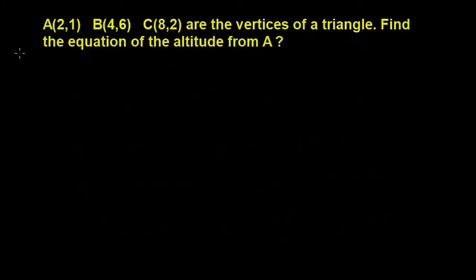So why don't you try this problem here? We've got three vertices of a triangle: A is the point (2, 1), B is the point (4, 6), and C is the point (8, 2). And we want to find the equation of the altitude from A.